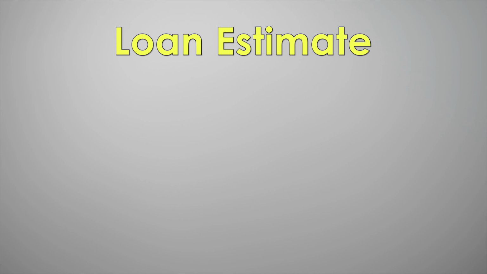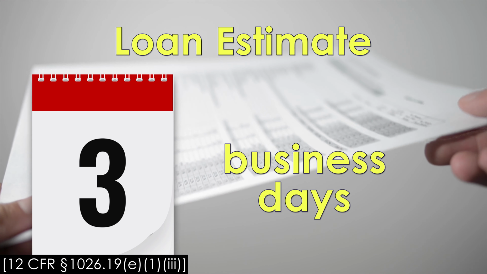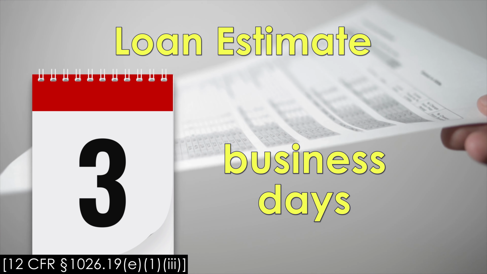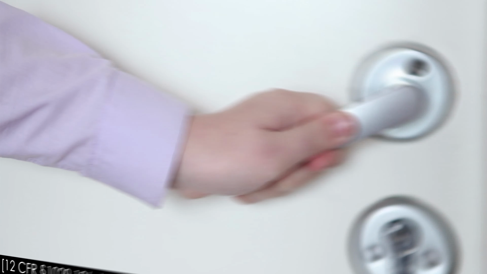Critically, the loan estimate form is delivered or mailed to the borrower by the mortgage lender within 3 business days after the borrower submits a loan application. When the prepared loan estimate is not delivered in person, it's considered received by the borrower 3 business days after it's placed in the mail. Additionally, the mortgage may not close until 7 business days have passed after delivering or mailing the loan estimate or revised loan estimate.